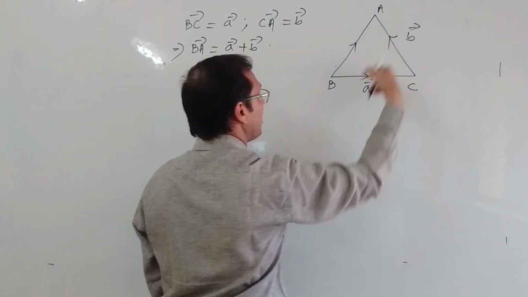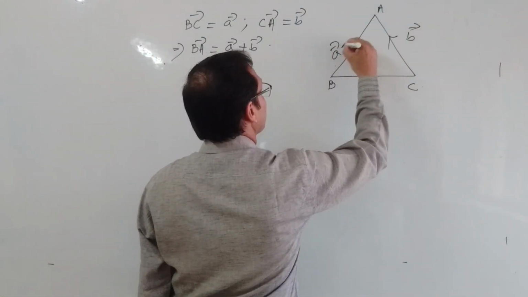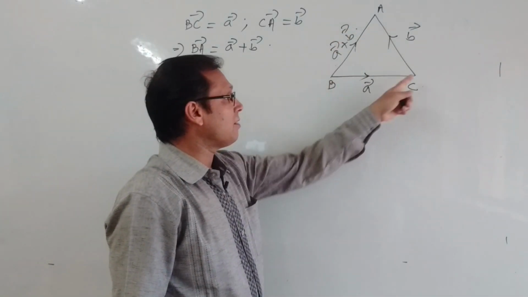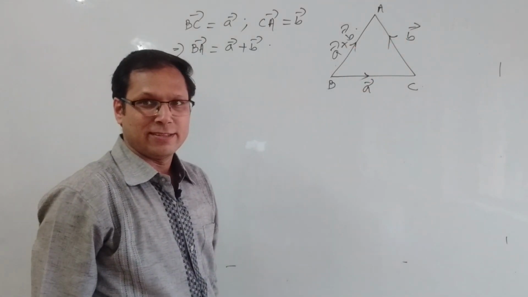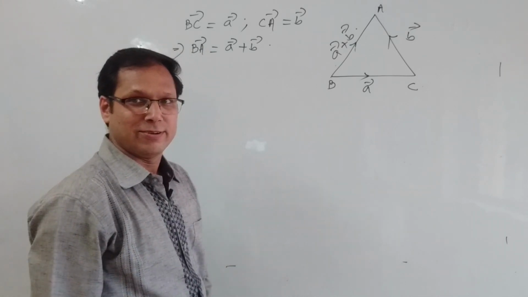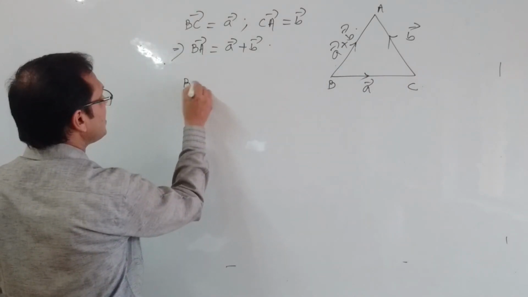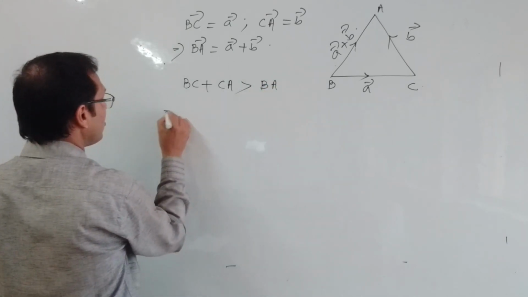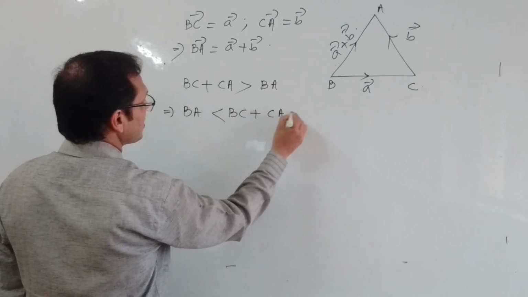Already we have taken A and B are not collinear. Now, so this side is A plus B vector. Now in any triangle ABC, all of you know that the sum of two sides is greater than the third side. Taking this concept, BC plus CA is greater than BA, or in other words BA is less than BC plus CA.